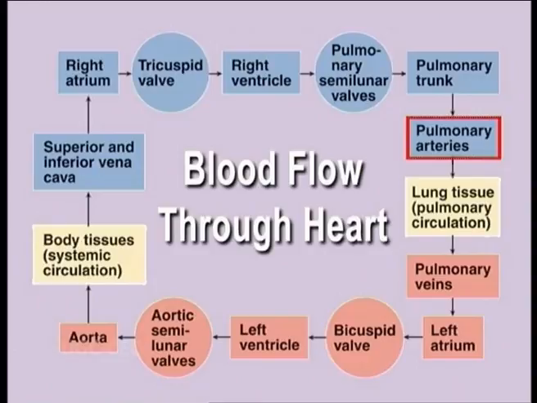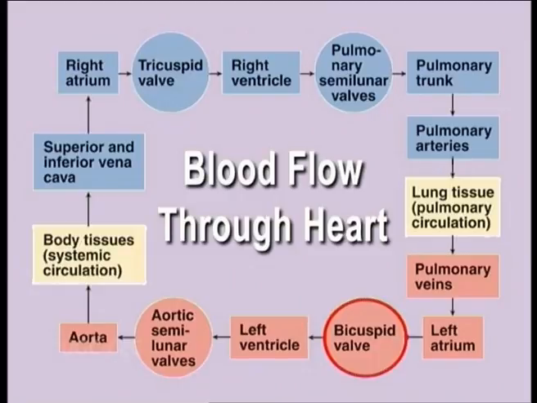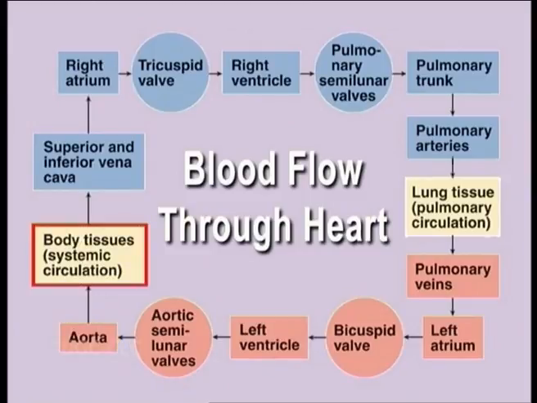Through the pulmonary arteries, it reaches the lungs. In the lungs, it gets oxygenated, and then through the pulmonary veins, it comes into the left atrium. Through the bicuspid valve it reaches the left ventricle, and from the left ventricle through the aortic semilunar valve it comes into the aorta, and from the aorta the major arteries take oxygenated blood to the entire body.